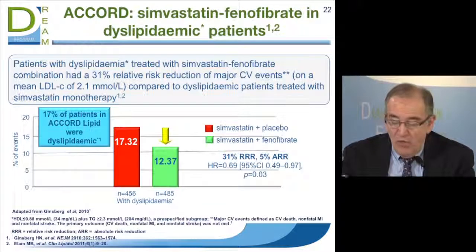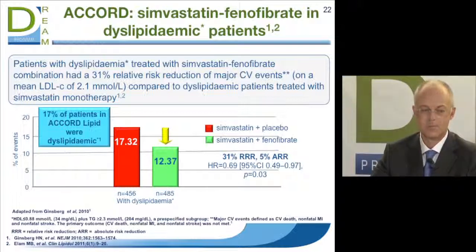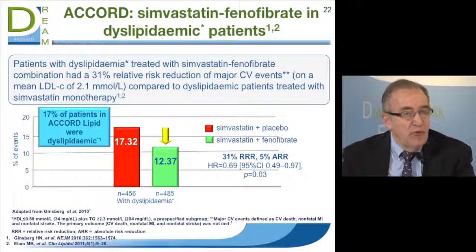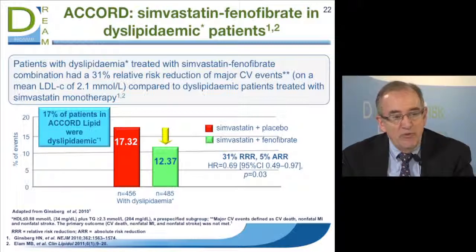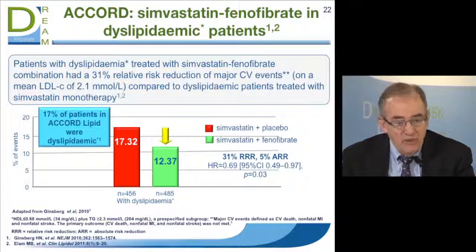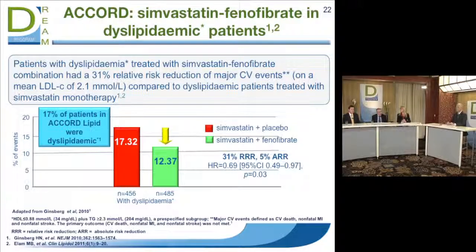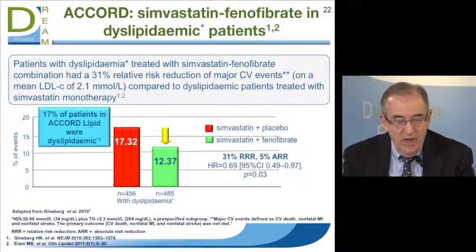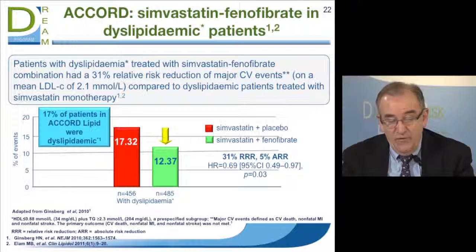And in terms of their benefit, shown here, now this was a group that made up, as I said, 17% of the trial. We think in the general population, probably 10 to 15% of people with diabetes have this combination. And you can see that they had a 31% reduction in their event rate when they were on Pheno and Simva versus Simva alone.